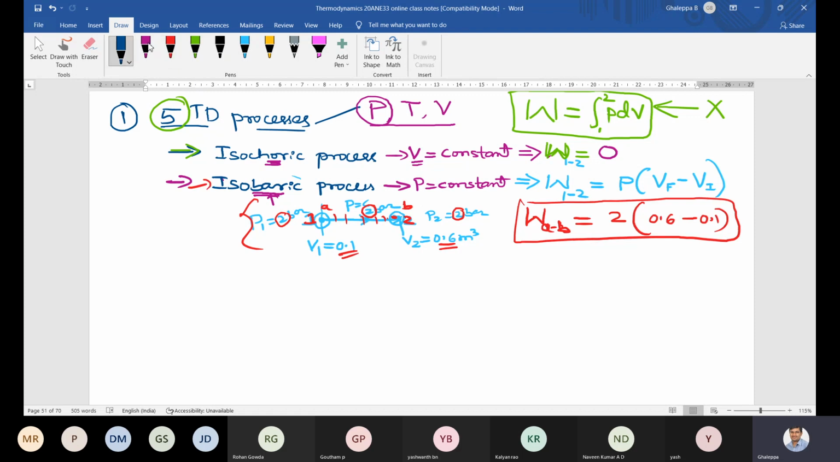Similarly, I will write an expression for isothermal process. Again, which property remains constant here in the isothermal?